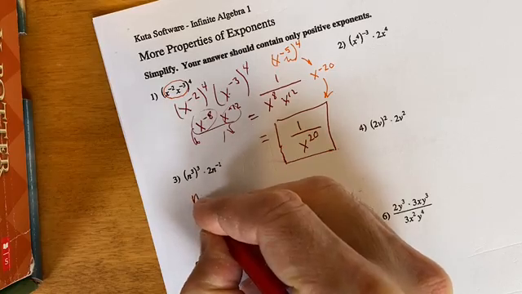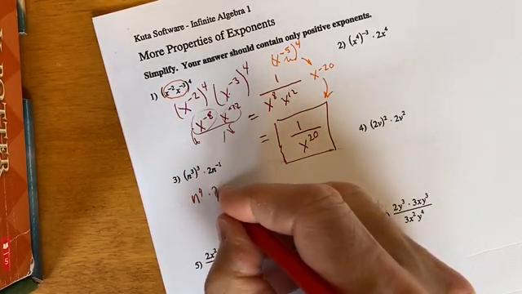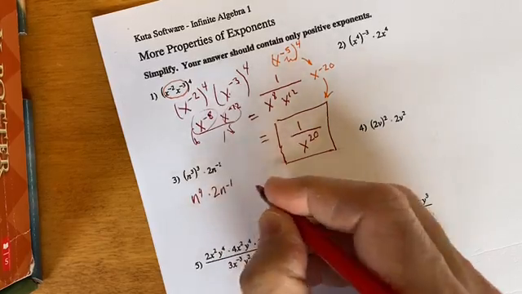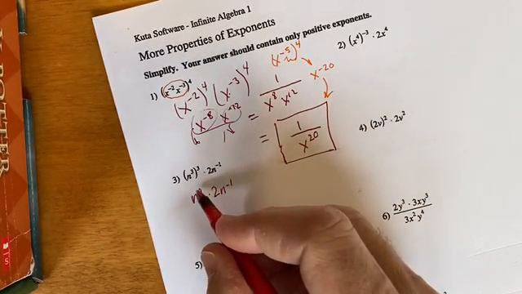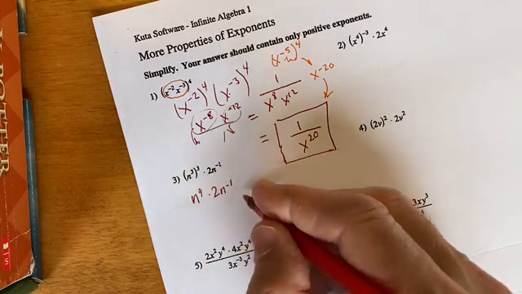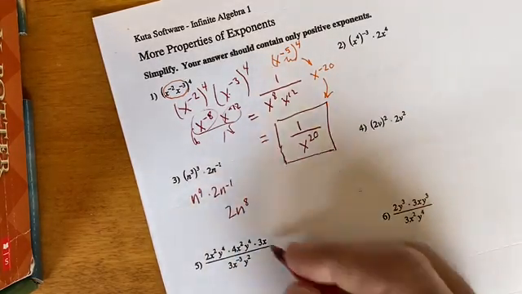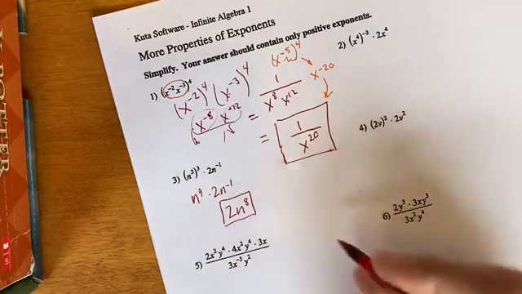This is n to the 9th. A power of a power, you multiply, times 2 n to the negative 1. Now we could just add these. We don't have to move this first. 9 plus negative 1 is 8. And the answer is 2 n to the 8th. It doesn't have to be difficult.